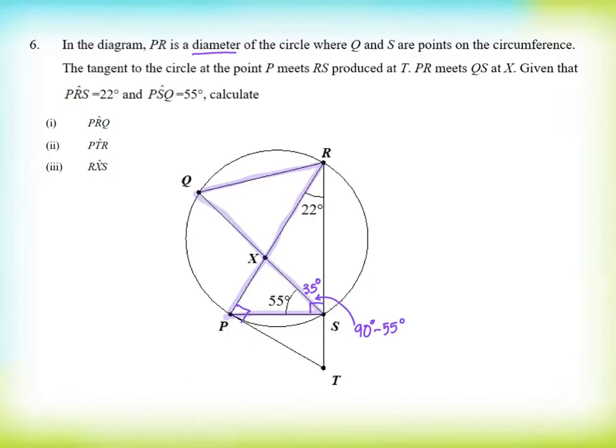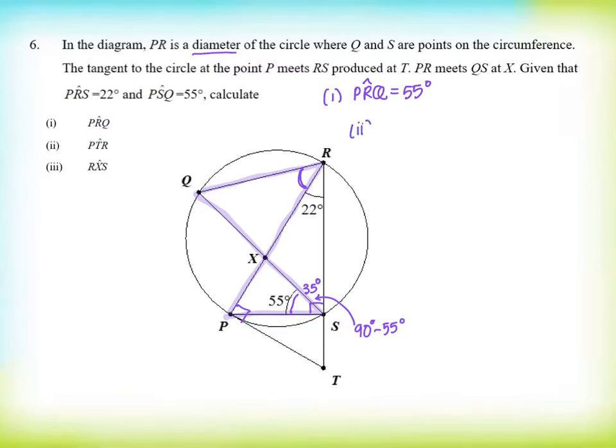Now, let's take a look at the questions that we are going to solve. They ask us to find angle PRQ. Where is angle PRQ? Oh, PRQ is over here. There is a butterfly, angles in the same segment. So therefore, number 1, angle PRQ will be 55 degrees by the property of angles in the same segment.